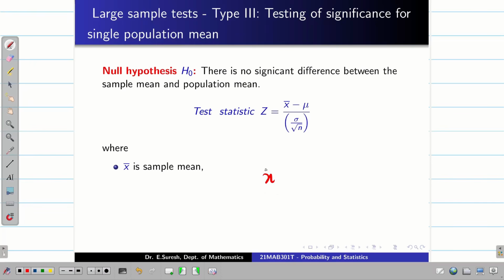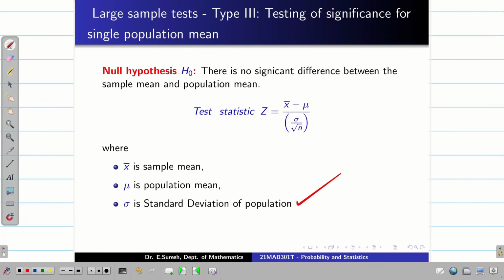If the problem has sample mean x bar, population mean mu, population standard deviation sigma, sample standard deviation s, and n, then the problem is of the type single population mean. The formula is z is equal to x bar minus mu divided by sigma by root n in the denominator, where x bar is the sample mean, mu is the population mean, sigma is the standard deviation of the population, n is the size of the sample.